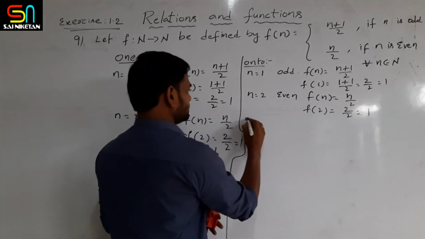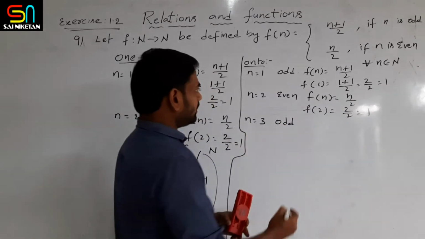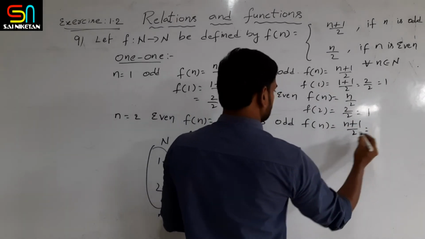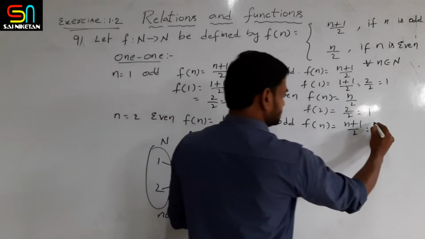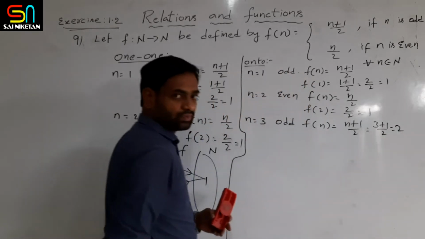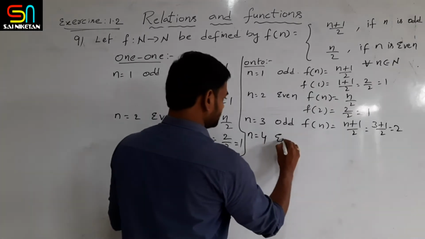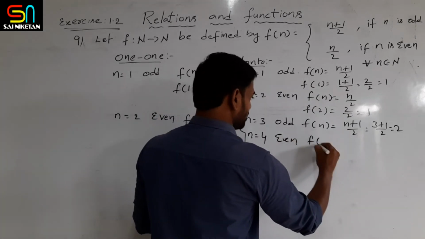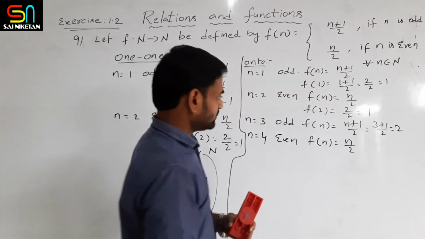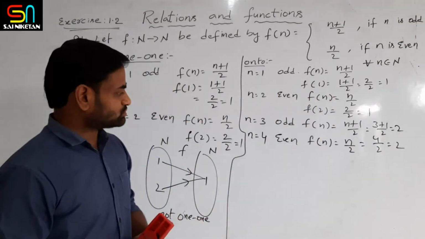Next, suppose n equal to 3. It is odd number. When it is odd, then f of n is (n plus 1) by 2. That is n value is 3. Substitute. 3 plus 1 by 2, that is 4 by 2, that is 2. Okay. Next, when n value is 4, it is even. What is the f of n? n by 2. The function is n by 2. That is 4 by 2, that is 2. Okay. Now see the mapping here.